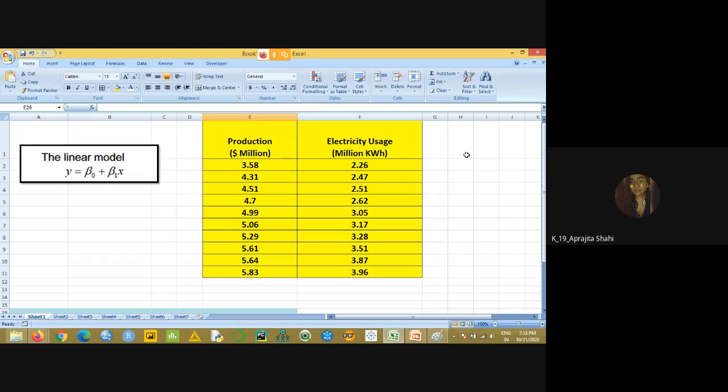I think the opposite. I think production is the dependent and electric usage is the independent variable. You are saying production is Y and electricity is X. Yes. He was correct actually. Electricity will be Y and production will be X. Production high means electricity will be high, right? Electricity high means production will be high.